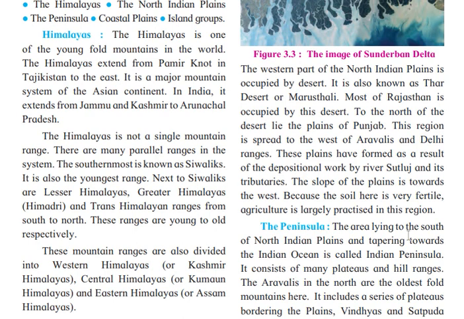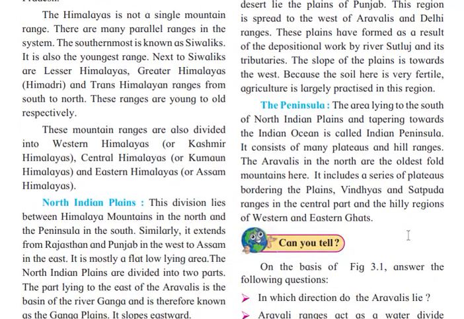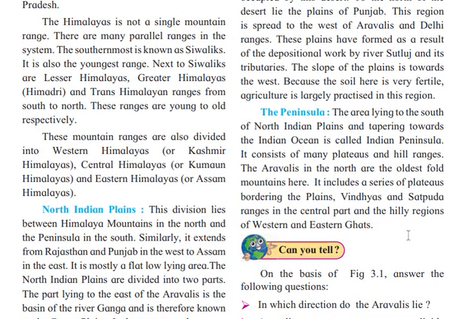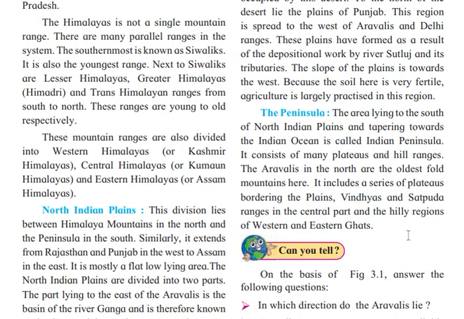Then the next one is the peninsula. The area lying to the south of the North Indian plains and tapering towards the Indian Ocean is called the Indian Peninsula.